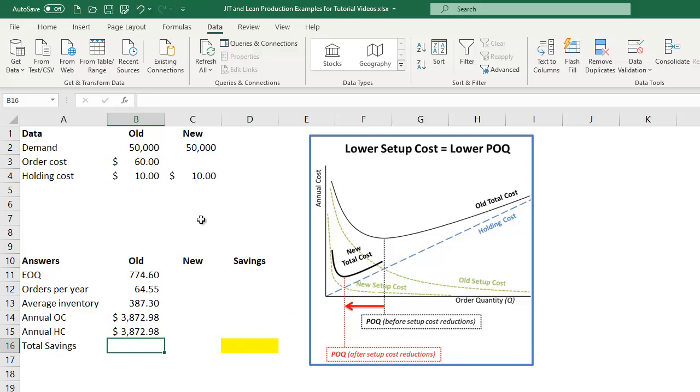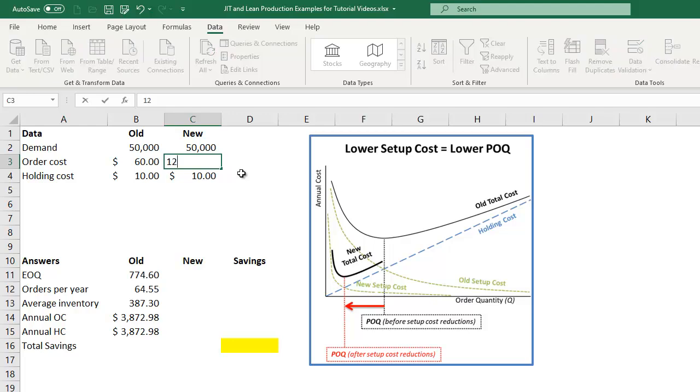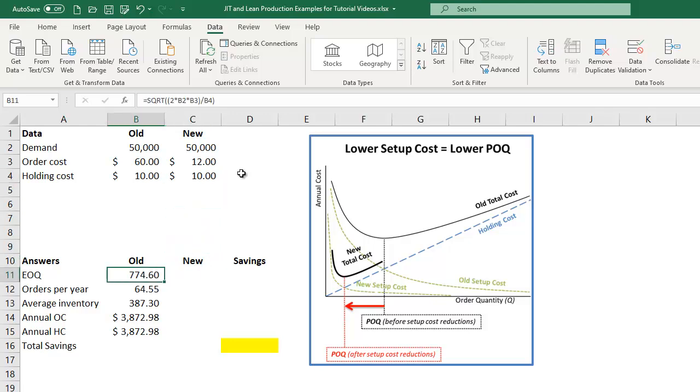Now let's move on to lowering the order cost. Let's say we were able to get it down to $12 instead of $60. We were able to cut it down to 1/5 of what it currently is. And you know what? We can just take all of these formulas right here and copy them, and we get our new costs here.